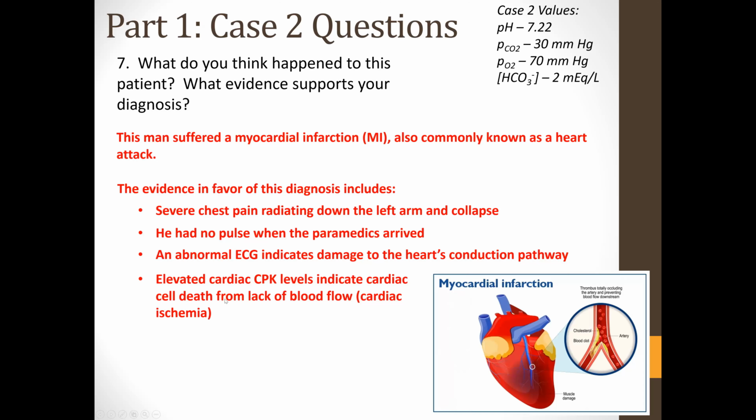CPK is an enzyme that should normally only be found inside of cells, so both cardiac muscle cells and skeletal muscle cells. And once you see CPK in the blood, that is a symptom that one of these cell types has died. Since in this case it was cardiac CPK, that tells you that you actually have cardiac cell death.